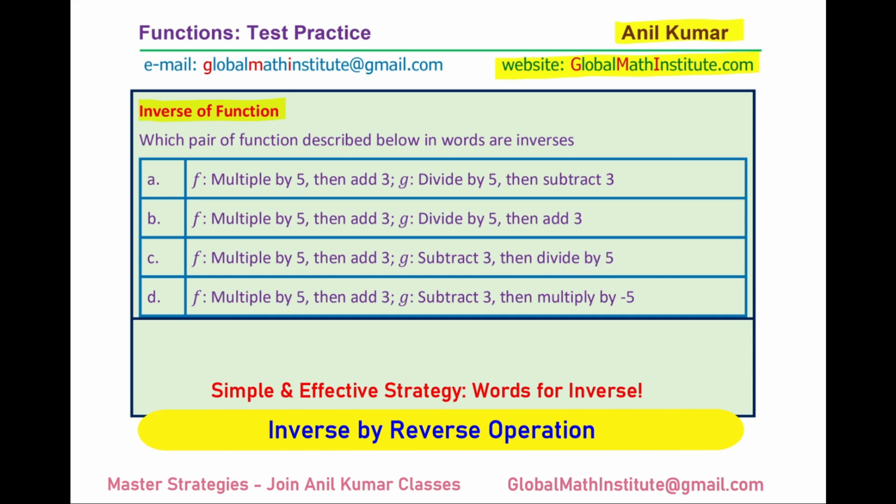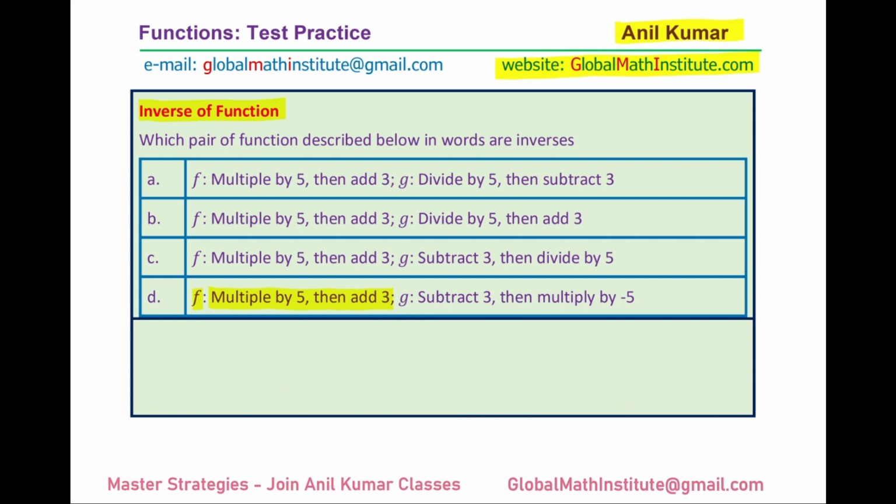So, function f is given to us as multiply by 5, then add 3. We have to find the inverse of the function, so you have to choose the correct choice. Let's try to understand how we answer this question. When we say inverse of a function, we are looking at reverse operation. Clear?